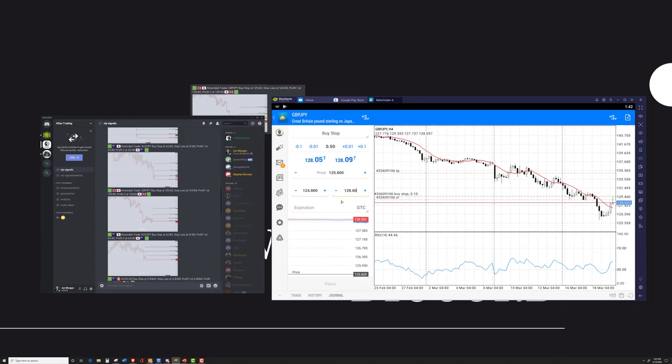Okay. So I have two trades, one where I'm going to get profit early, and another one where hopefully I'm going to go up there and get profit later. And yeah, so that is how you input a trade.